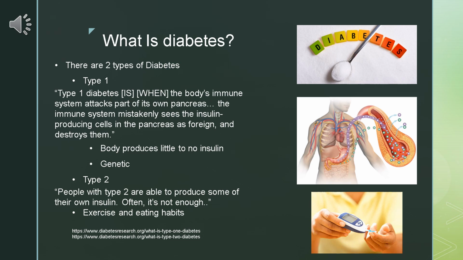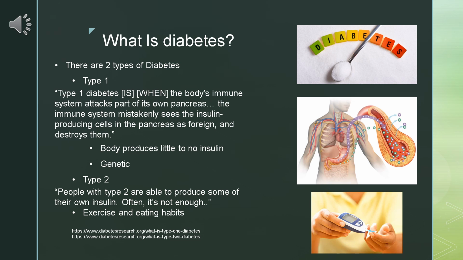Before I can talk about how food culture relates to diabetes, we must understand what diabetes is. There are two types of diabetes, which my definitions on the slide are from the Diabetes Research Institute Foundation website. But just to give you a general idea, type 1 diabetes is where the body produces little to no insulin. It's also genetic, so it's passed down through families, and it is insulin dependent. So people are given a pump with insulin to help moderate the breakdown of sugar.